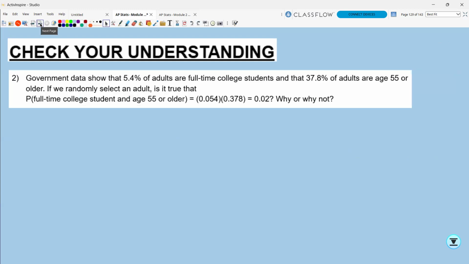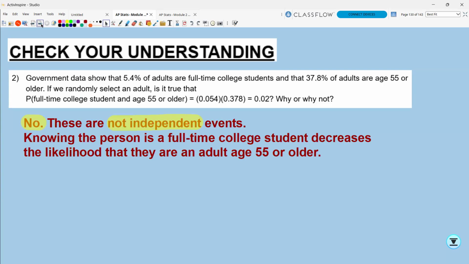Question 2. Government data shows that 5.4% of adults are full-time college students and that 37.8% of adults are age 55 or older. If we randomly select an adult, is it true that the probability of full-time college student and age 55 or older is equal to their product, which is 0.02? Why or why not? Well, this is no. These aren't independent. Knowing that a person is a full-time college student is going to decrease the likelihood that they're going to be an adult age 55 or older.